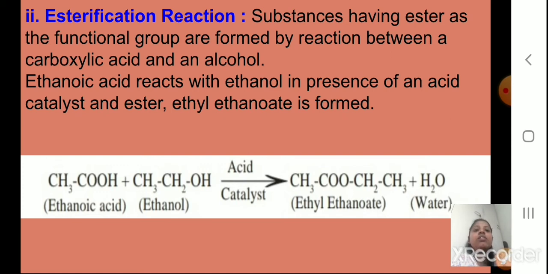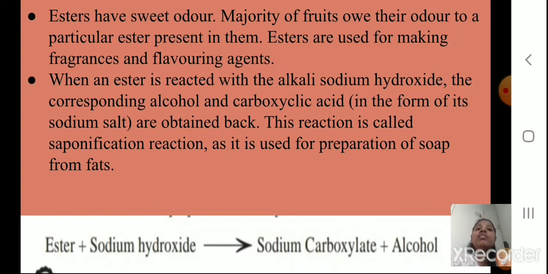Okay, students, so esters have a sweet odor. The majority of fruits owe their odor to a particular ester present in them. Esters are used for making fragrance and flavoring agents. When an ester is reacted with the alkali sodium hydroxide, the corresponding alcohol and a carboxylic acid in the form of its sodium salt are obtained back. You will get it back.